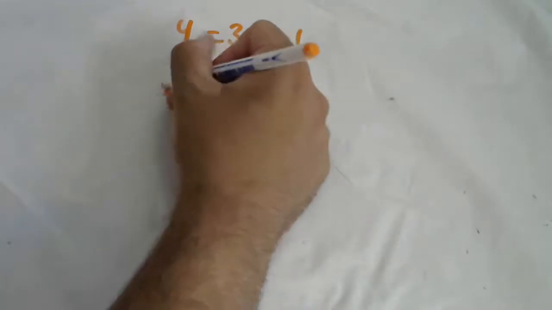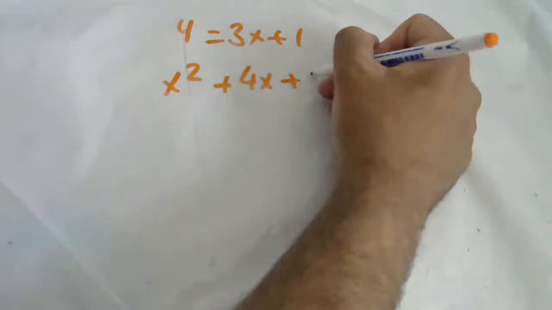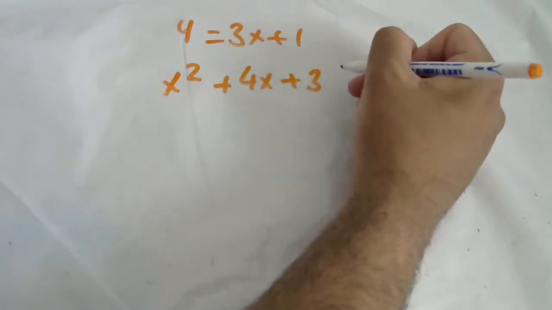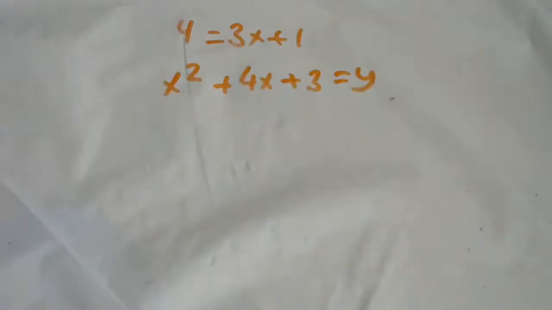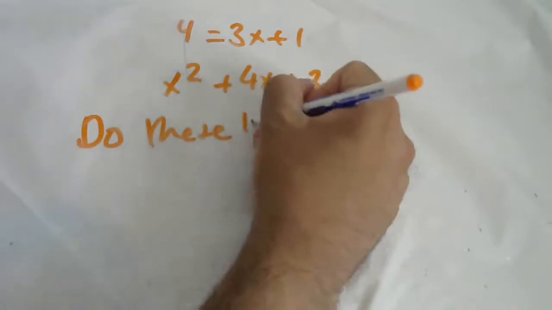Suppose we had y equals 3x plus 1. It's a slightly different style. And you've got x squared plus 4x plus 3 equals y. All right? And the question is asking, do these lines meet?